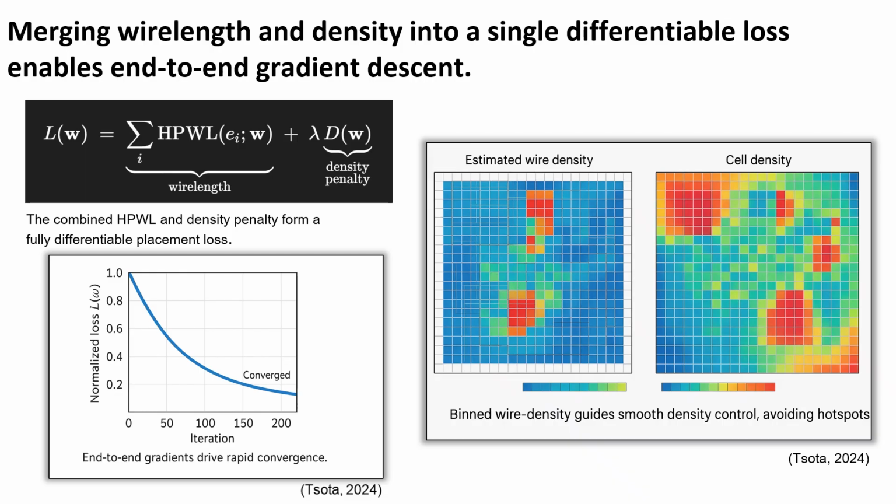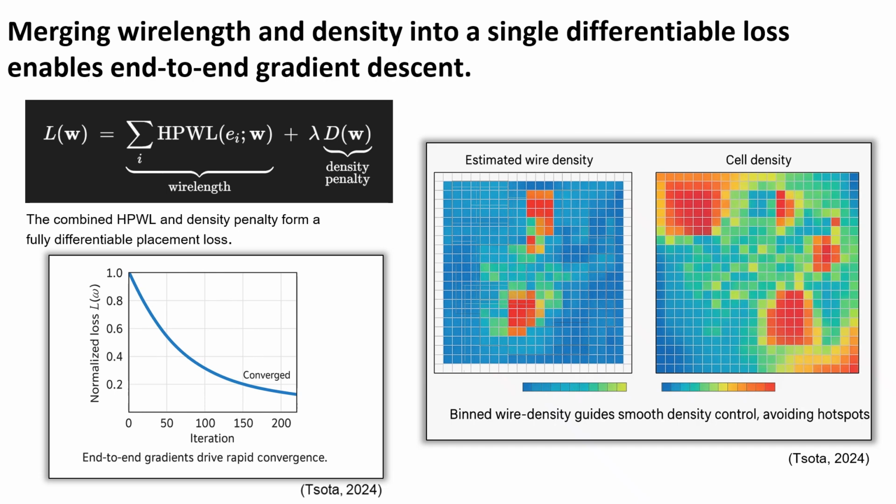Merging wire length and density into a single differentiable loss enables end-to-end gradient descent. Here, the unified loss function, LW, combines total half perimeter wire length, HPWL, with a smooth density penalty, DW, scaled by lambda. Each gradient step simultaneously pulls cells closer along nets and pushes them out of crowded bins. The two heat maps illustrate how initial wire density hotspots are eliminated, and the loss curve confirms rapid and stable convergence under end-to-end gradient descent.